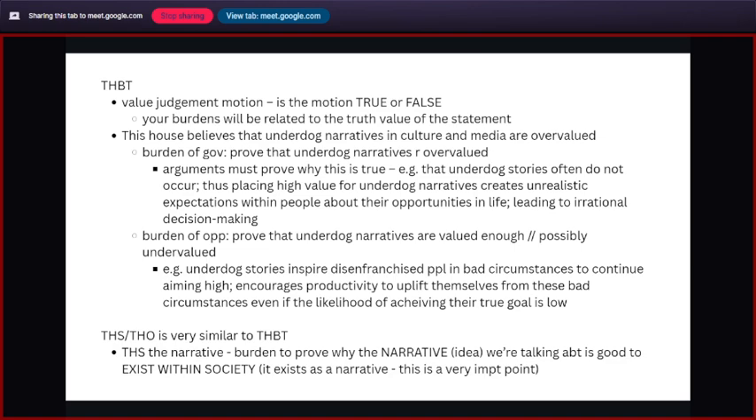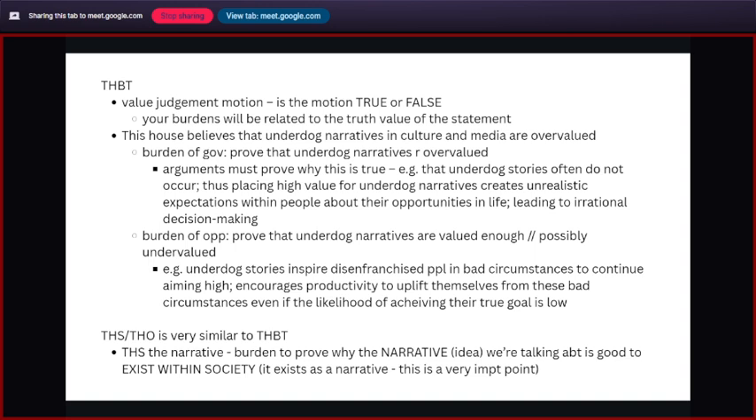Because realize that when they use the word "the narrative," they're talking about this idea existing within our society. Like people actively believing in this idea in the status quo, right? Do you get the idea? That we're talking about why this narrative or idea is good to exist within society, or if you're saying this house opposes the narrative, then you're just saying why this narrative shouldn't exist in society and why the narrative we're talking about is actually false, even if it is actually false, right?